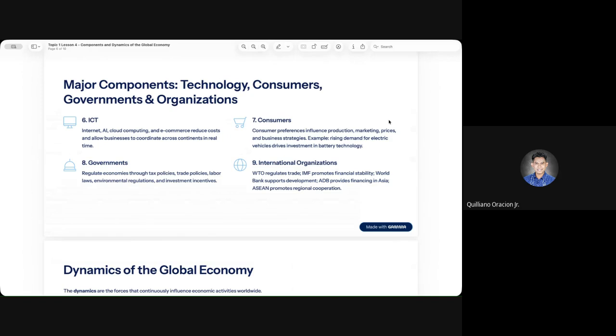Imagine Jollibee without customers, it would lose money. Meaning, they would lose and close. It means that consumers keep businesses alive.